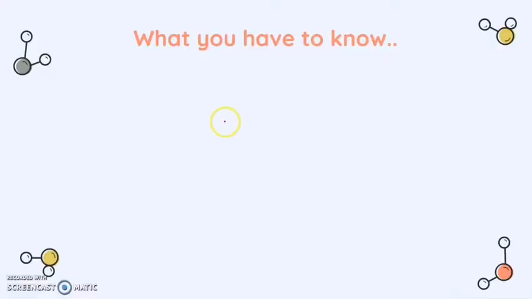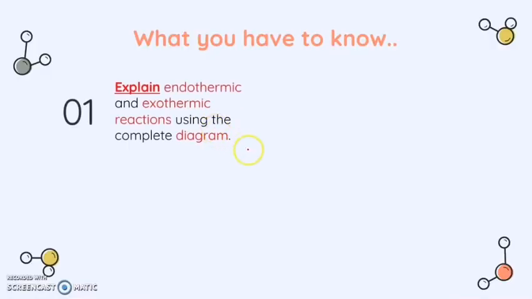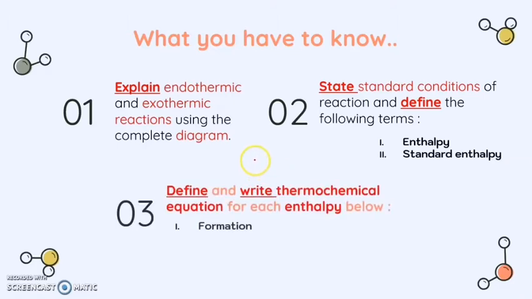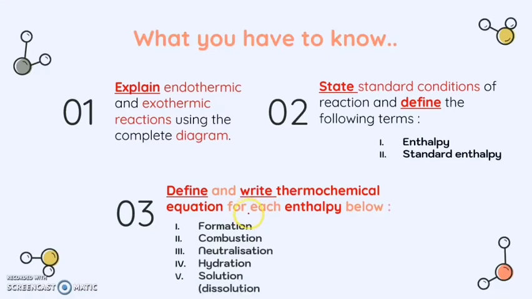In this subtopic, what you have to know is, the first one, you have to explain endothermic and exothermic reactions using the complete diagram. The second one is, you have to state standard condition of reaction and define the following terms. The first one, enthalpy, and the second one is standard enthalpy. And lastly, you have to define and write thermochemical equation for each enthalpy below. The first one, formation, combustion, neutralisation, hydration, and finally the enthalpy of solution.